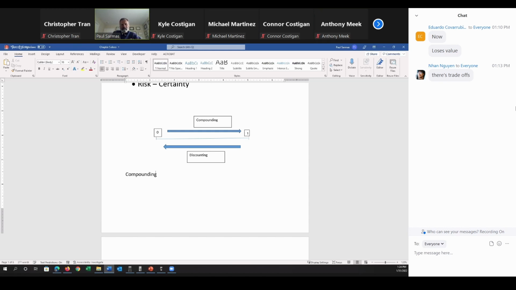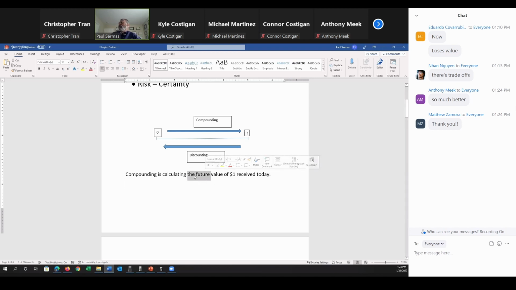Compounding is calculating the future value of $1 received today. So you essentially think of it this way. You go from present to future. That is called compounding. Okay. So my main focus here is compounding is future value.